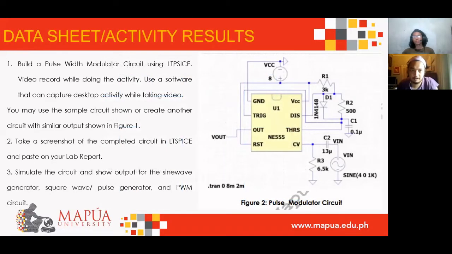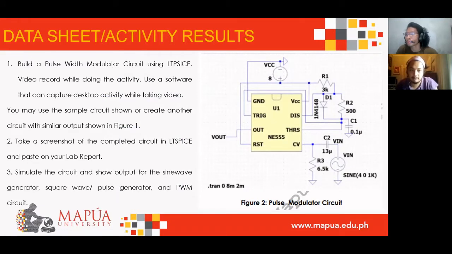Next is the data sheet and activity results. The activity procedure: number one, build a pulse width modulator circuit using LTSpice. Video record while doing the activity. Use software that can capture desktop activity while taking video. You may use the sample circuit shown or create another circuit with similar output to that shown in figure 1. Figure 2 shows the circuit that we will be replicating in LTSpice.